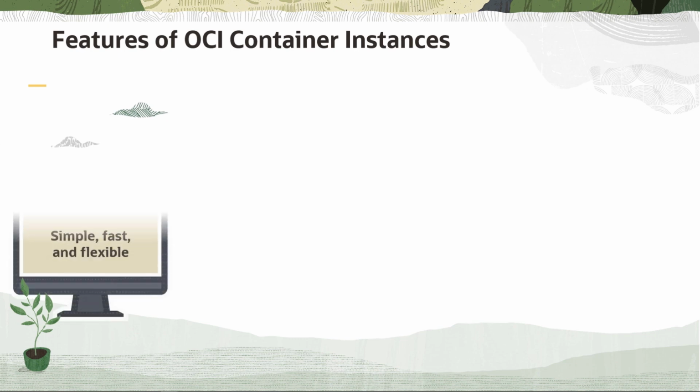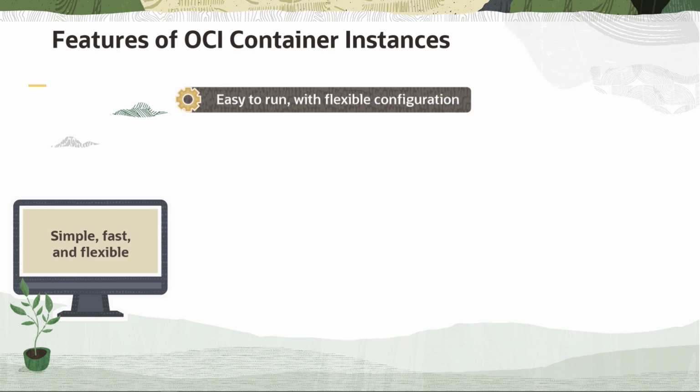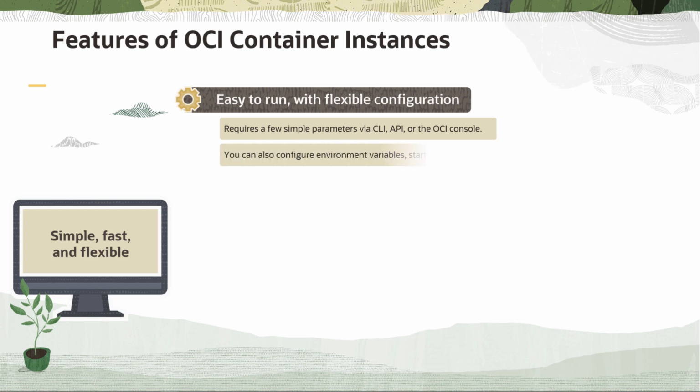Let's understand how simple, fast, and flexible OCI container instances are. Easy to run with flexible configuration. Running a new container instance with one or more containers only requires a few simple parameters via CLI, API, or the OCI console. You have the flexibility to specify your preferred shape such as E3 or E4 Flex, CPU and memory resources required, and the networking configuration. You can also configure environment variables, startup options, resource limits, etc. for each container.